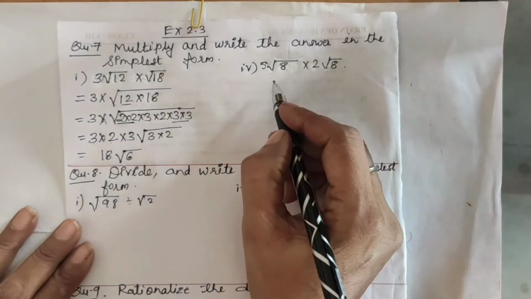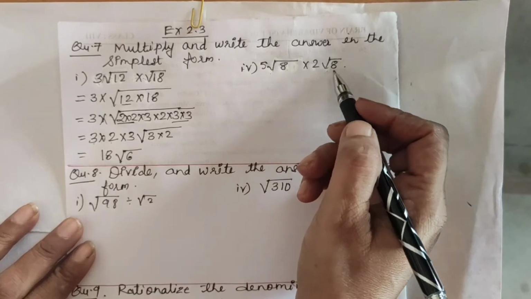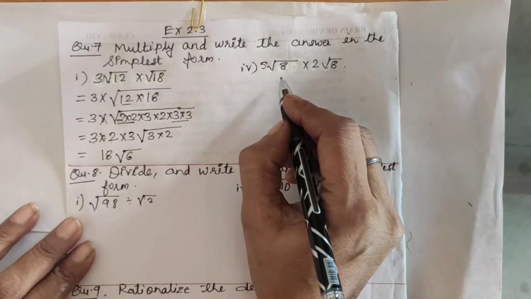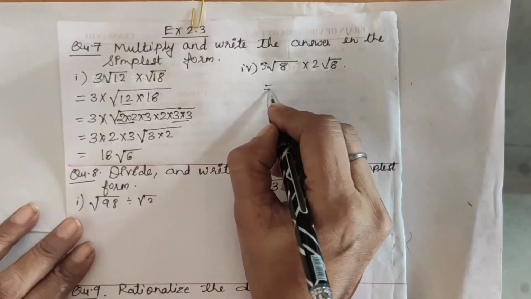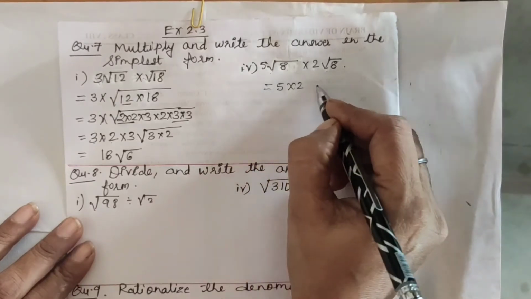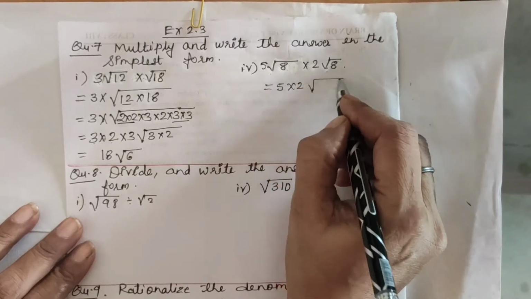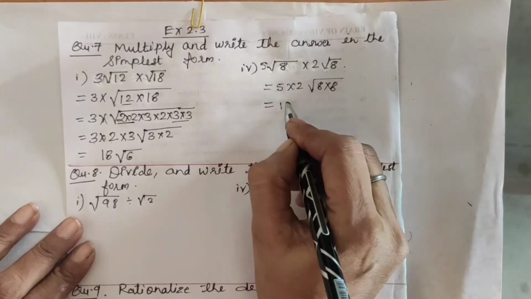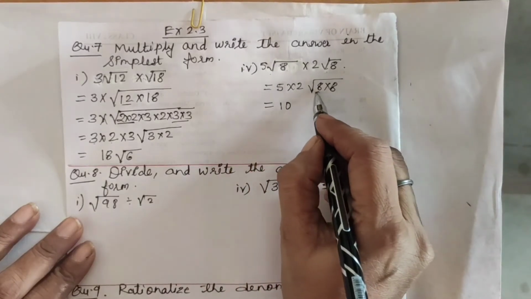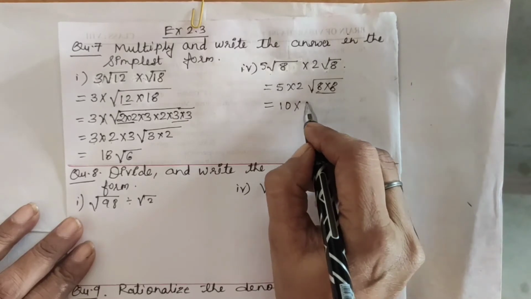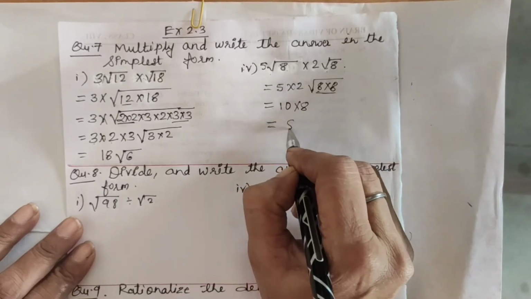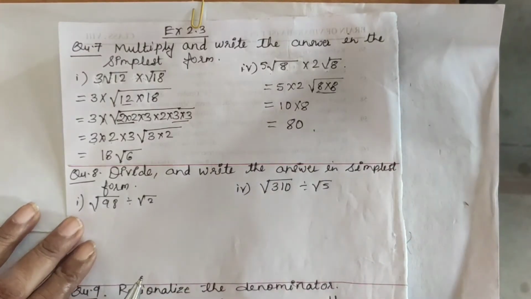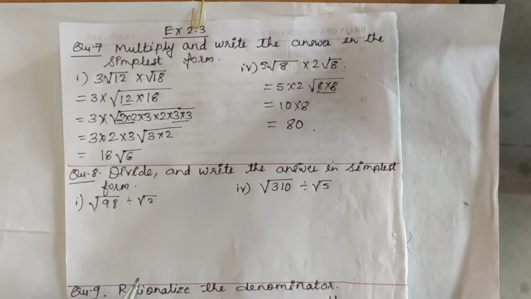Now let's see this one. 5 root 8 you have to multiply by 2 root 8. Very easy. 5 into 2. Directly also you can simplify. 5 2s are 10. Let's see. 5 into 2, root 8 into root 8. Order is same, so you can take in one root. 5 2s are 10. See, 8 is in a pair, and out of the root it becomes 1 time 8, and 10 8s are 80. Okay, that is the answer.